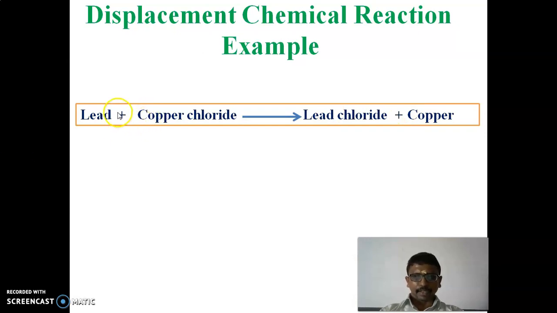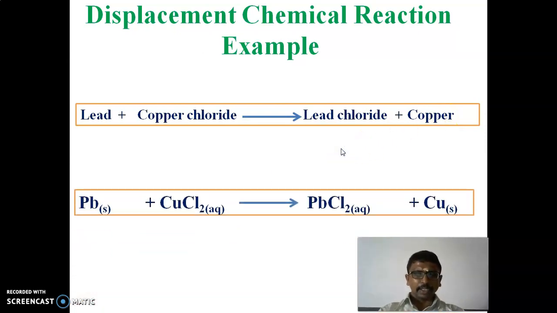So here lead is the element and copper chloride is a compound. In that compound the copper element is less reactive. The lead is more reactive. So the copper is displaced by lead. It will form lead chloride. And the copper, being less reactive, will be removed as the element.